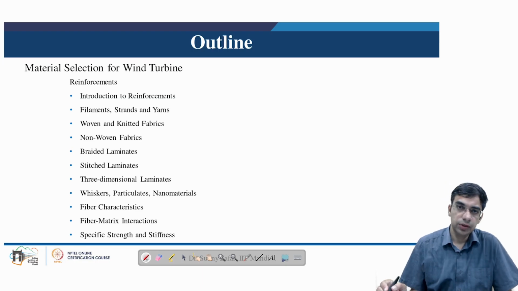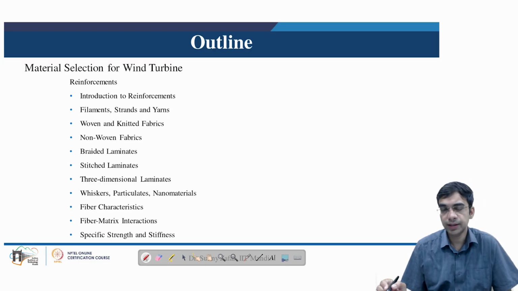And now we come to the second phase, which is the very significant phase in any composite material, that is the reinforcement. So in this lesson, we will see an introduction to reinforcements, the different terms used with respect to reinforcements, which include filament, strand, yarns. We will see what the difference is between all these technical terms.